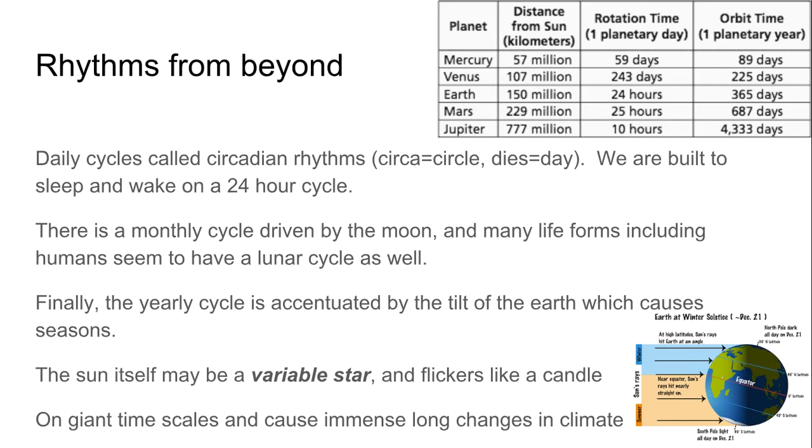The sun is not proven to be a variable star, but on giant time scales, there's some evidence that our sun may pulsate just a couple percent, but that's more than enough to change the fate of life on Earth.